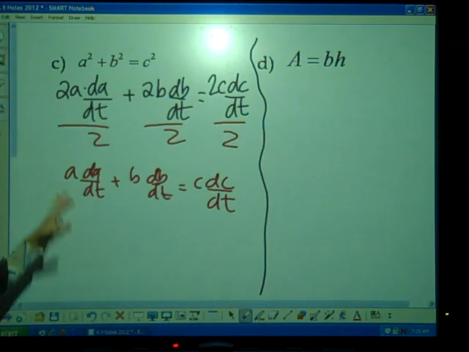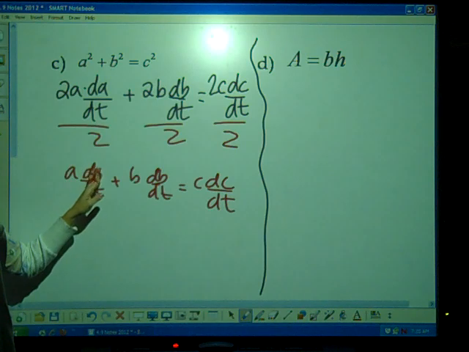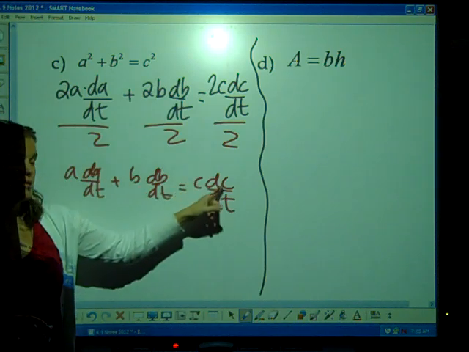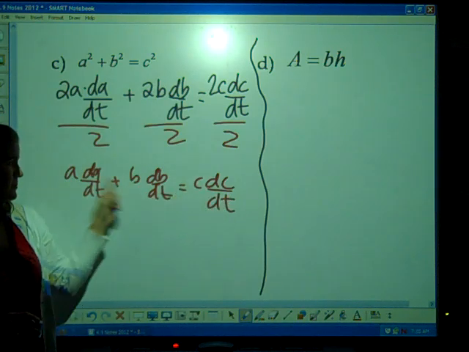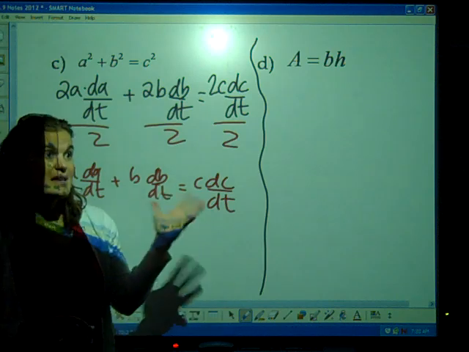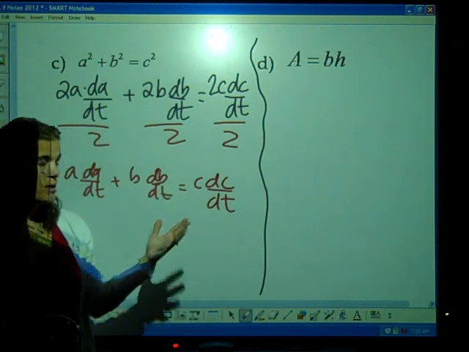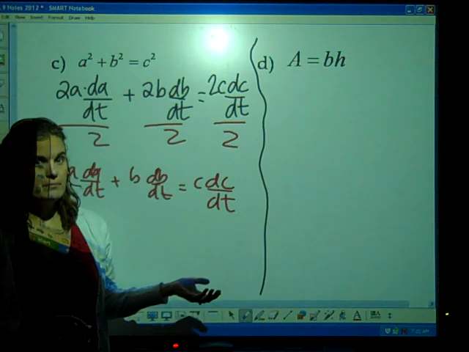Okay, and so really, there's going to be kind of like 6 parts. You'll have your a value, your rate of change of a, your b, your rate of change of b, and your c, your rate of change of c. So out of those 6 pieces, pretty much you'll be given, or you'll be able to find out 5 of them, and the other one is what you'll be solving for.